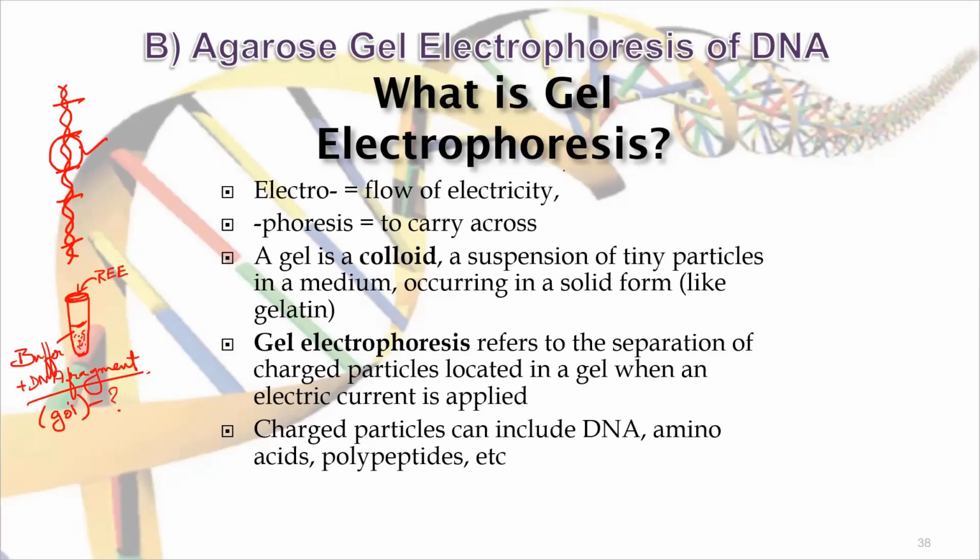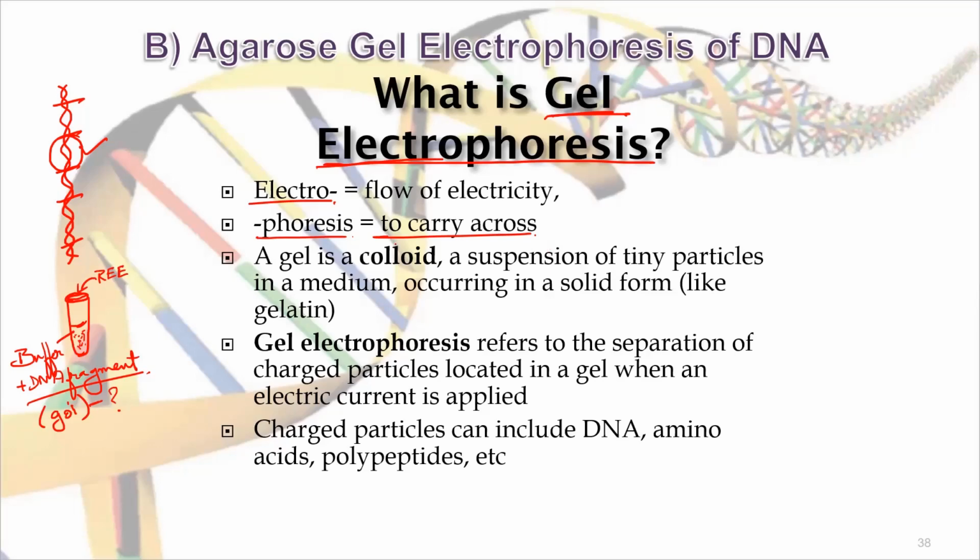First of all, let us understand the principle behind this process. Here, the main word is electrophoresis. As you can see, we have broken down the word. Electro basically means electric current, flow of electricity. So there is an electric field which is created in a gel slab. And phoresis is basically a kind of movement, to carry across. So there is a movement of molecules through this gel.